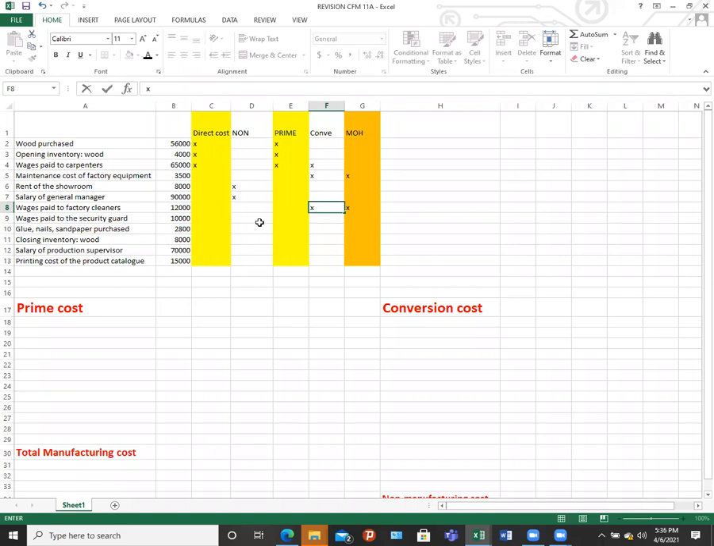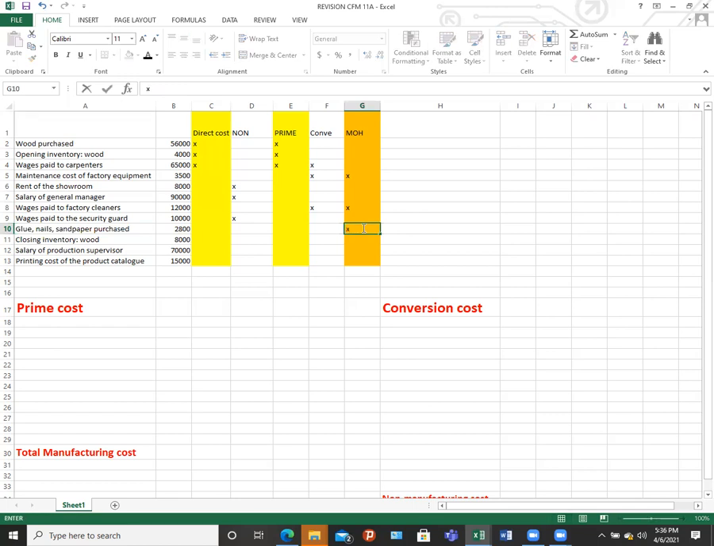It's manufacturing overheads. Listen, guys, they didn't say salary paid for security guard for factory. Glue, nails, and sandpapers purchase. It falls under what? Direct cost. Sorry? Manufacturing overhead.